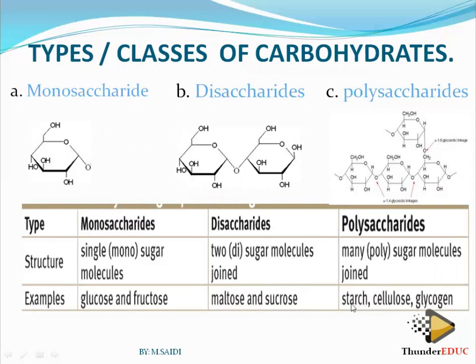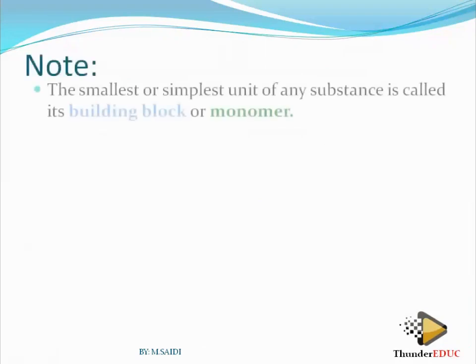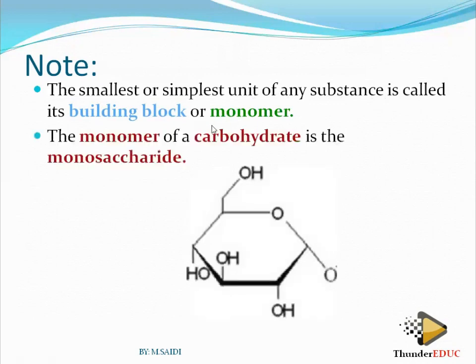So to form these kinds of molecules, you need to know that the smallest or simplest unit of any substance is called a building block. Like if you look at a house, it has bricks. So the building block of a house is a brick. Sometimes in science we call it monomers. So what are the monomers here? We say that the monomer of carbohydrate is a monosaccharide. An example is a glucose molecule. So it's a monomer of carbohydrates.